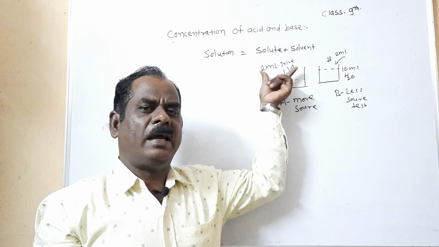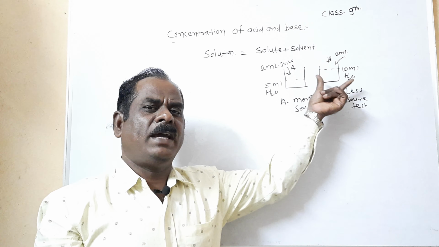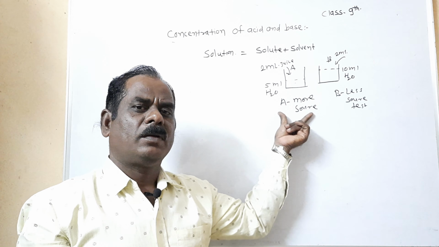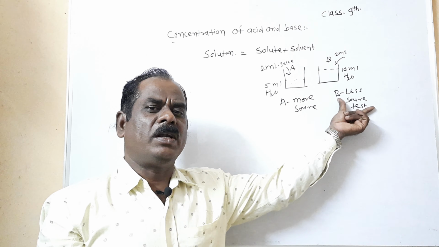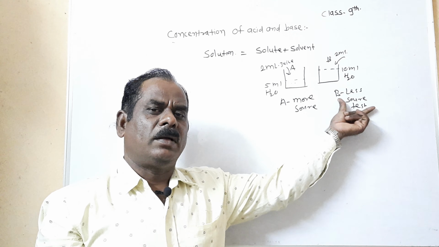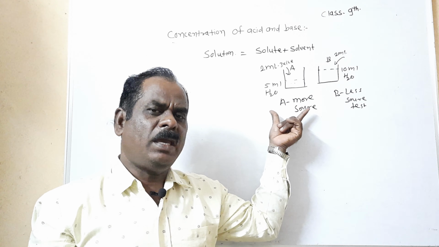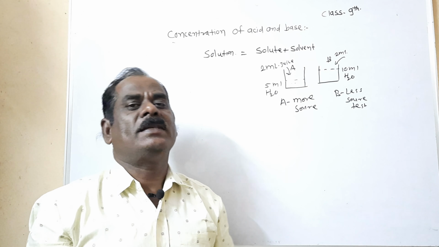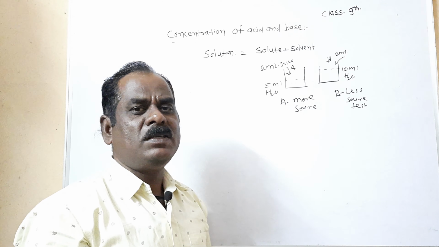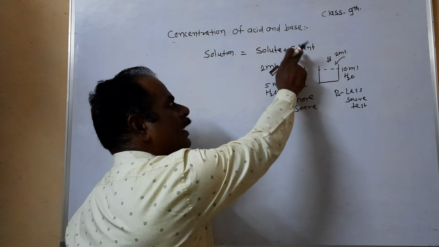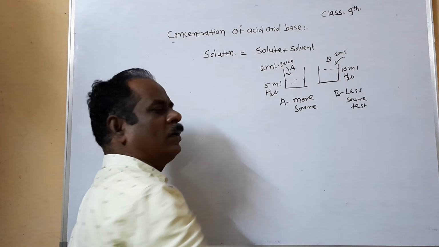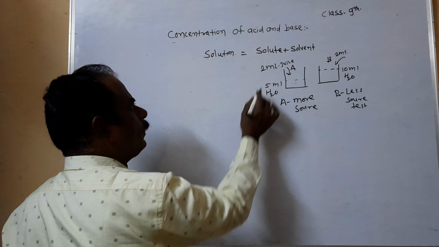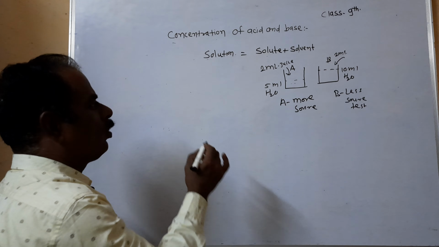A has less water and B has more water. It means that solution A contains a large quantity of solute, in other words, and B contains a smaller quantity of solute. More proportion of solute is present in A and less proportion of solute is present in B. That proportion is known as the concentration. Solution means the homogeneous mixture of solute and solvent, and the proportion of solute in a solvent is called concentration.